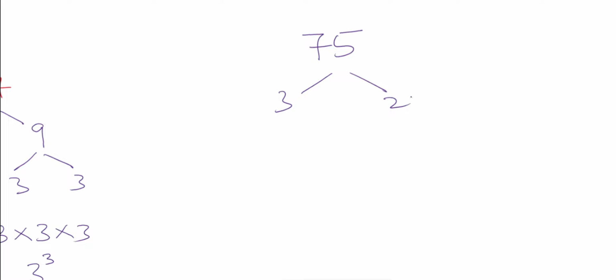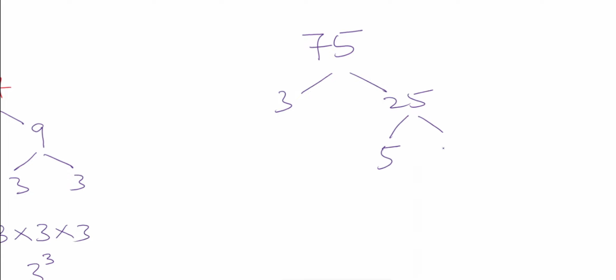3 and 25 will be factors of 75. So now I'm going on to 5. 25 is not an even number, so 2 won't work. Let me try 3. 3 won't work. Let me try 4. 4 won't work. The least number that will work is 5.